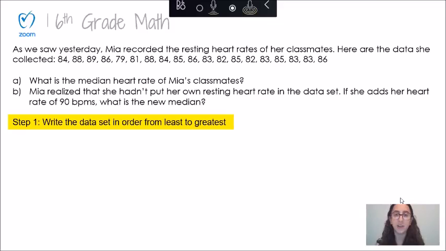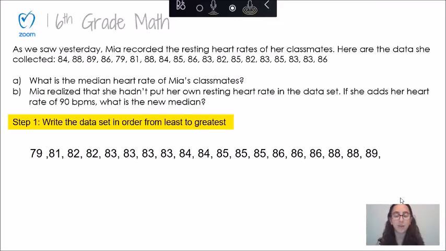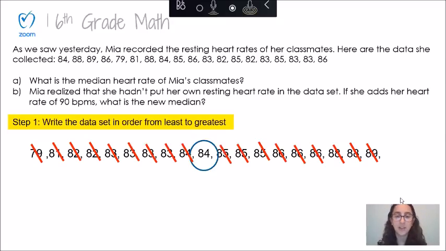So I'm very careful and I see my data set up top and I rewrite that data set in order from least to greatest like you see here. The next thing I do is I cross out the outer numbers one by one until I find my center number. So I'm going to demonstrate what that looks like. I cross out the farthest number on the left, then the furthest number on the right, then one in, and so on. And I keep going one by one really carefully until I get to that center number.